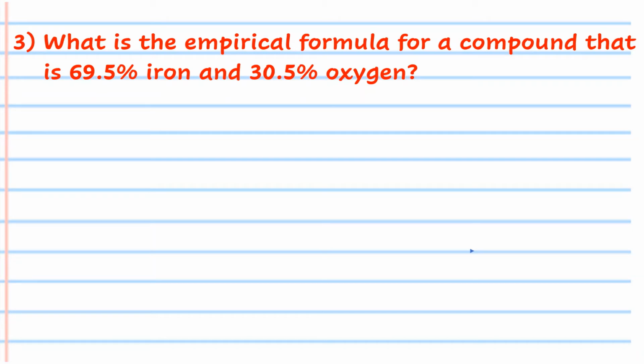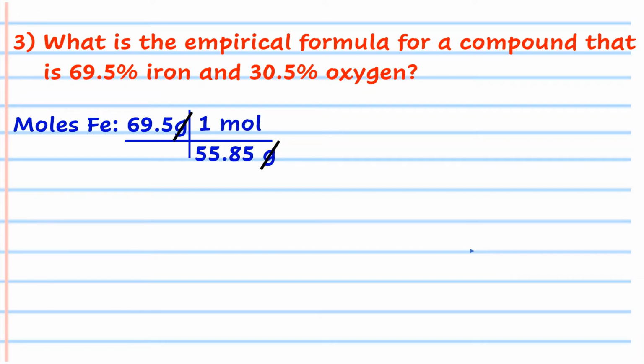Remember, our first step is to change the percentages to grams and then convert to moles. So we're going to figure out the moles of iron, assuming we have 69.5 grams of iron. We're going to say that 1 mole of iron is equal to its molar mass. The molar mass on the periodic table is 55.85. Grams are going to go in the denominator, so they cancel out. 1 mole will go in the numerator, and we're going to be dividing 69.5 by 55.85, and that comes out to be 1.24 moles.